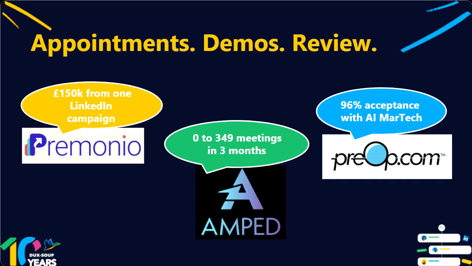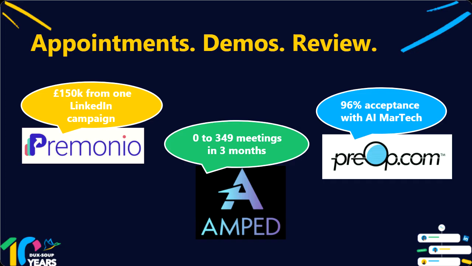So Promonio set up one LinkedIn campaign, and over the space of 3 months, it generated over £150,000 of closed revenue. So that's from one campaign. We have an agency in the US, Amt, who set up nearly 350 appointments with CISOs in 3 months. So if you're not familiar with the acronym CISO, it stands for Chief Information Security Officer. And I know from personal experience from trying to target that audience, they are not easy to reach and they don't always have the time to engage with you. But Amt were able to do it using LinkedIn very successfully.